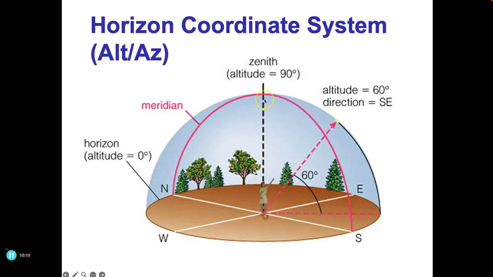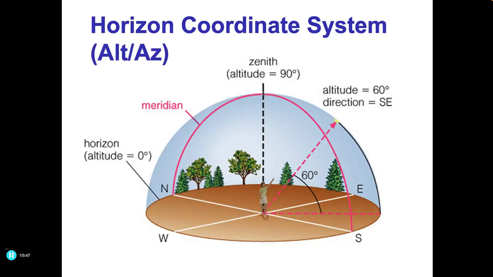The point straight up over your head is called the zenith. So whenever you look straight up, you're looking at the zenith. And the zenith is 90 degrees above the horizon. So the point right up over your head is 90 degrees altitude. So the altitude of any object in the sky is going to be from 0 to 90. Okay, so altitude tells you how high up to look, basically.